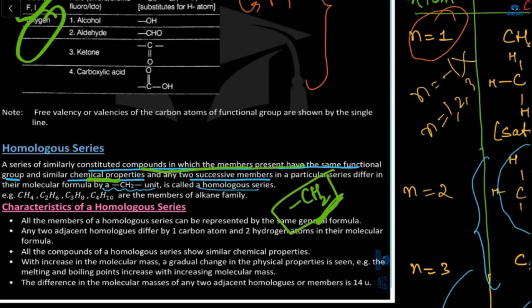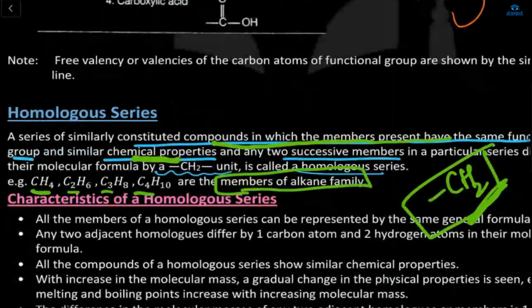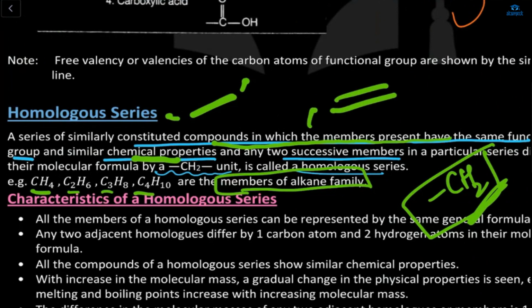So these are known as your homologous series. These are the members of your alkane family. Why alkane family? Because they all consist of only single bonds. If we write the alkene family, it will consider the double bond. Alkyne, so the triple bond.